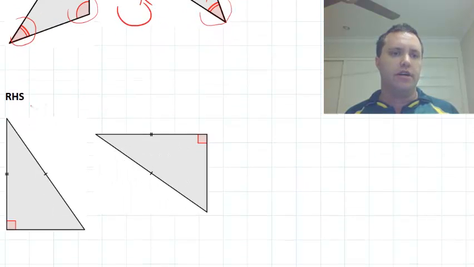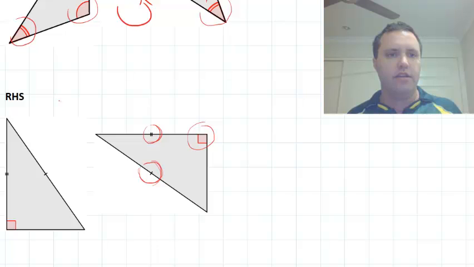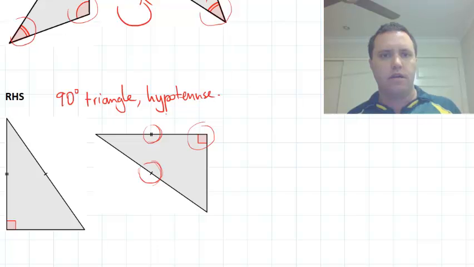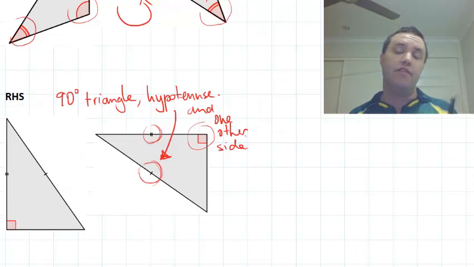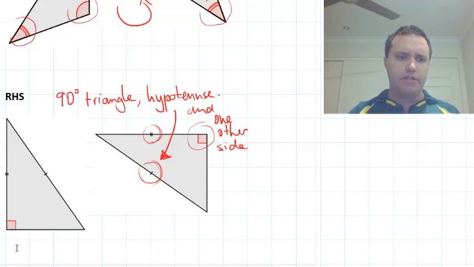Lastly, right angle, hypotenuse, side. Okay, so if you've got a right angle triangle, so you've got the right angle here and the side length of the hypotenuse, then as long as you've got one of the other two sides, you're okay to say that these are exactly the same. All right, so for this one here, you need to have that it's a 90-degree triangle, the hypotenuse, and the hypotenuse is the longest side of a right angle triangle, and one other side. And you're allowed to say that those two triangles are exactly the same if you've got that information about both triangles.